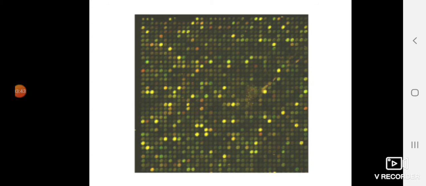So you can see this is one microarray chip. So how it appears once the hybridization is done with the target DNAs.